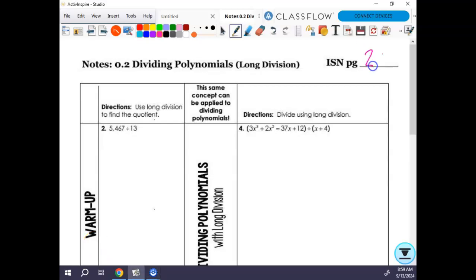Okay, this is going on page 29 when we are done. We are going to review dividing polynomials with long division. You also learned how to divide polynomials with synthetic division.